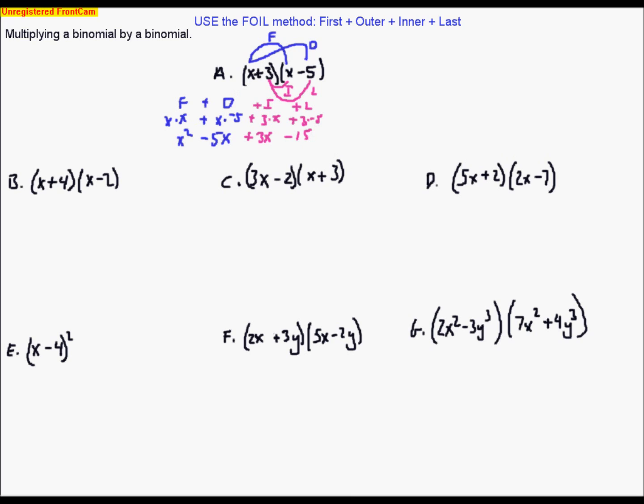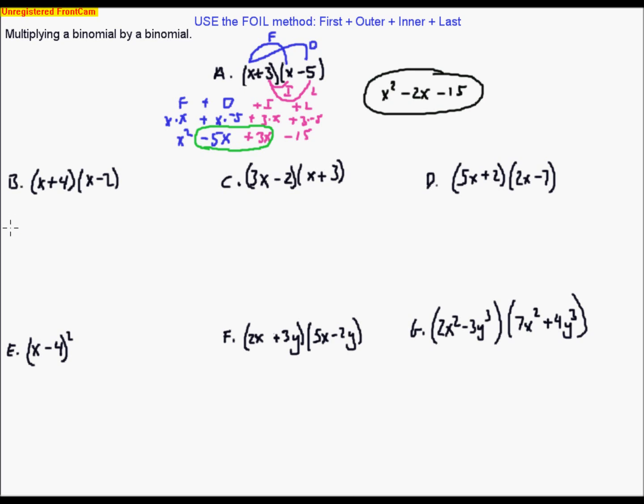So we're able to collect a couple terms because they have the same variable raised to the same power. So these two terms right here, the outer and the inner terms, I need to subtract those because they are opposite in sign. So when I do that, I still have that x squared. The negative 5x and positive 3x make a negative 2x. And then I bring down that negative 15. And there's my answer. So that's multiplying binomials. Let's try a few more problems like that.